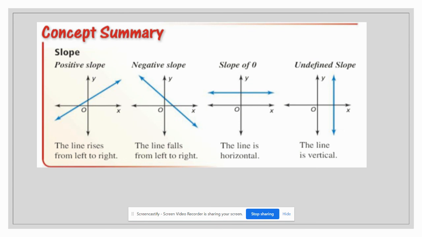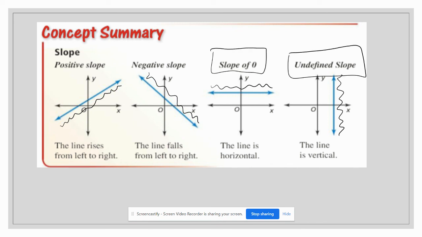So here's our summary of positive slope, rising from left to right, negative slope, falling from left to right. 0 slope is a horizontal line, and undefined or no slope is a vertical line. Okay, please make sure that you note that 0 slope and no slope or undefined slope are two very different things.